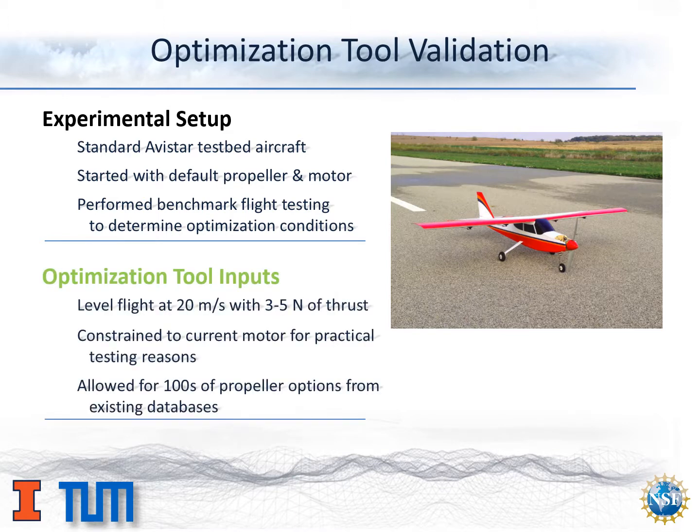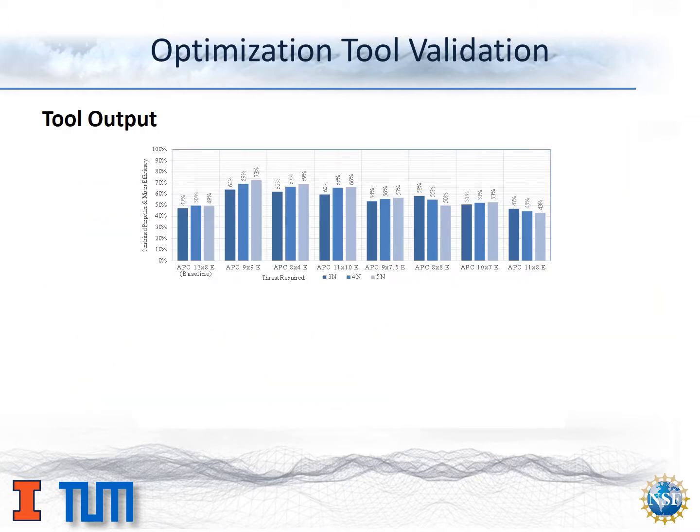The optimization tool was given to optimize the propulsion system for level flight at 20 meters per second with an estimated thrust requirement of between 3 to 5 newtons. For practical purposes, the motor was constrained to the current motor installed on the aircraft. However, the tool was given data for hundreds of propellers in existing datasets. Here we show the output for the optimization tool.